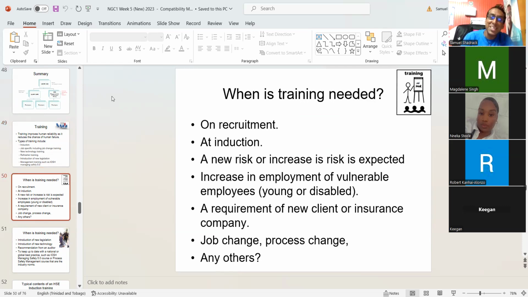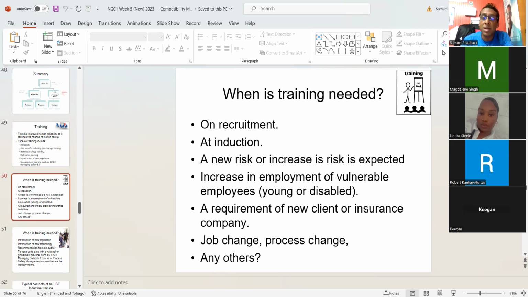So when is training needed? On recruitment, at induction, when a new risk or increase in risk is expected. When there is an increase in employment of vulnerable employees, or young or disabled persons have come to your company. You cannot discriminate against the disabled. That's a law in Trinidad and Tobago. It's a law in the UK as well, right?